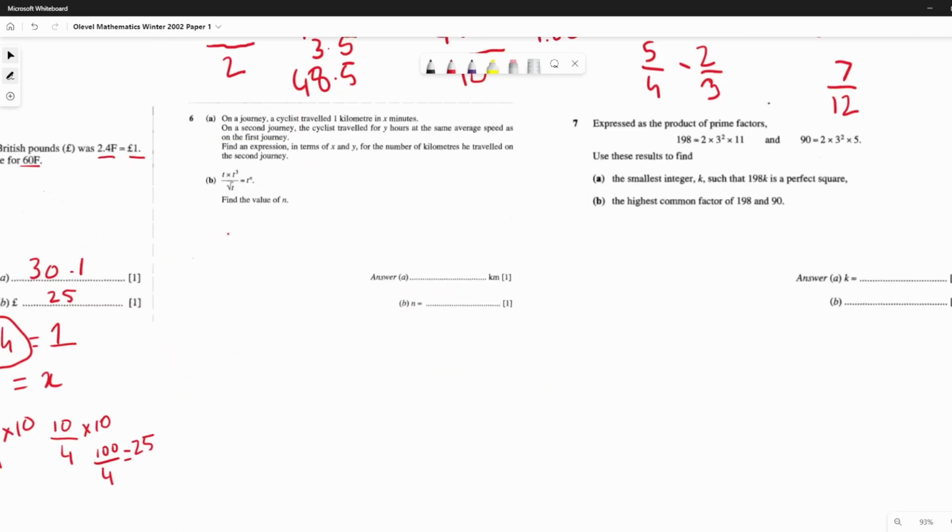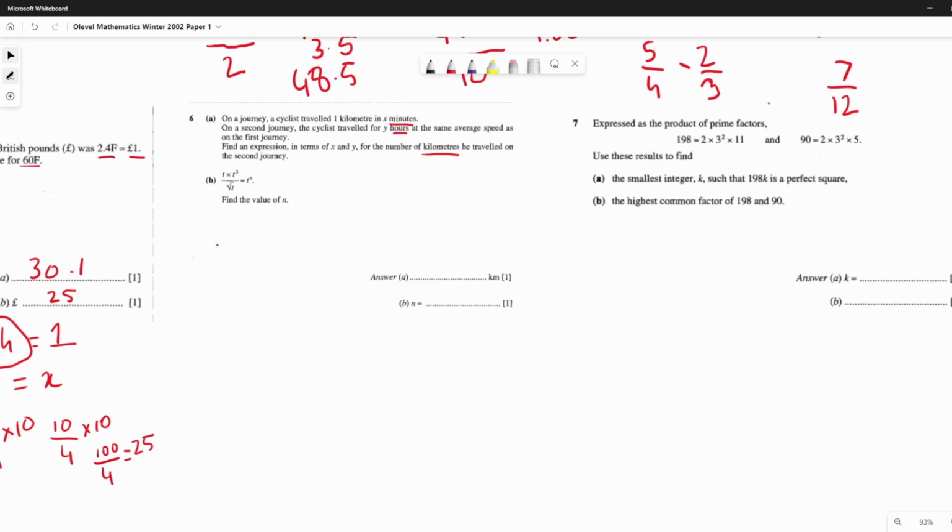All right, let's do question number 6. So on a journey, a cyclist traveled 1 kilometer in x minutes. On a second journey, the cyclist traveled for y hours. So there's a difference here. Hours at the same average speed as the first journey. Find an expression in terms of x and y for the number of kilometers that he traveled on the second journey.